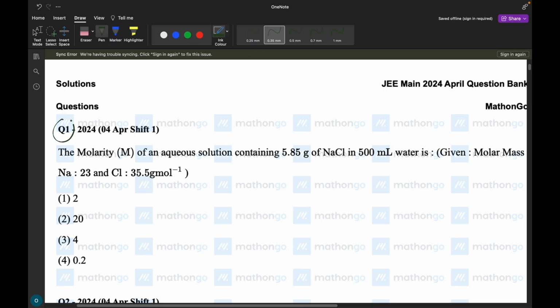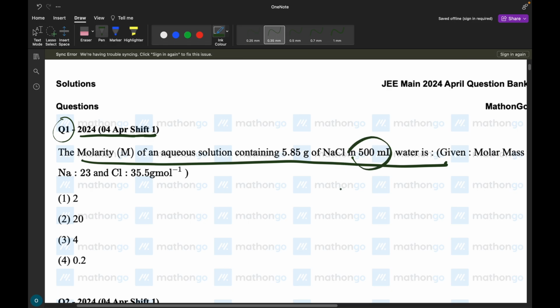Okay, let's try the first question. 24 JEE Mains April session question. Molarity of aqueous solution containing 5.85 grams of NaCl in 500 ml water is how much? Direct question, should be done in 1 minute.